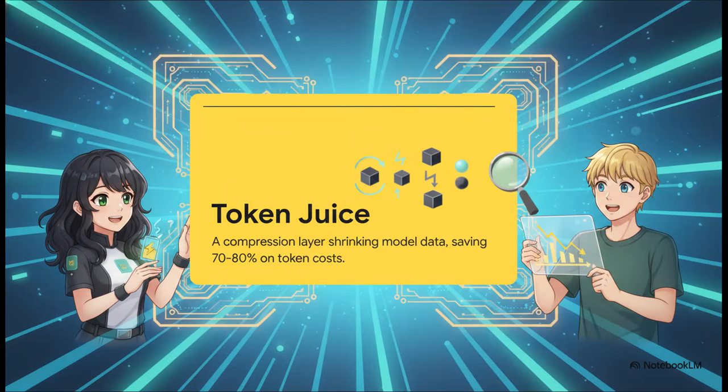And here is a huge reason why simple mode is so great. It includes a built-in feature called token juice. Basically, it's a compression layer that heavily shrinks the amount of data being sent back and forth to the AI models.